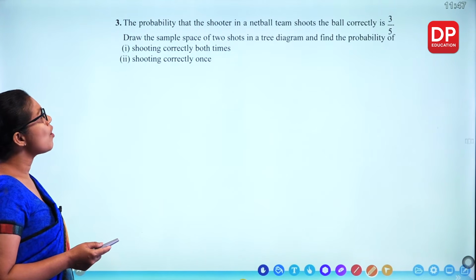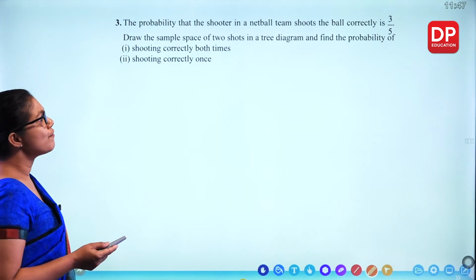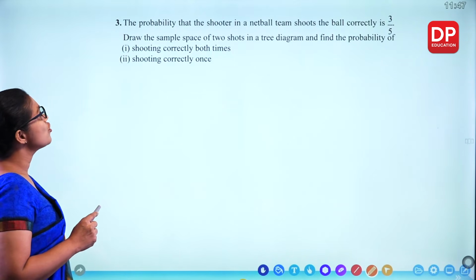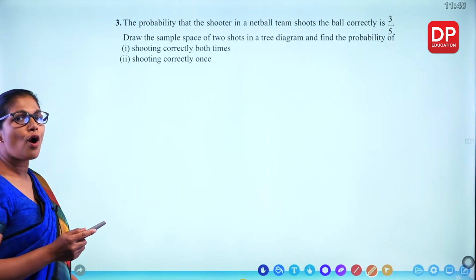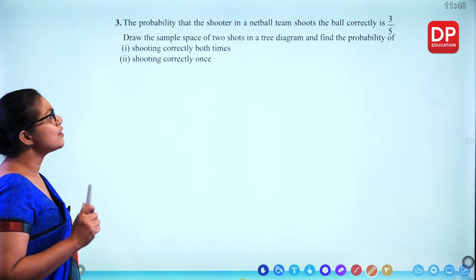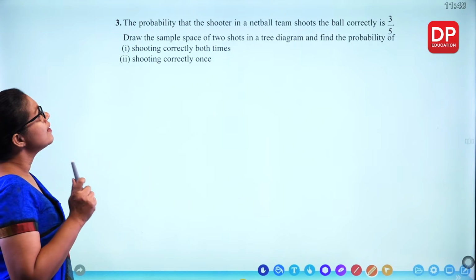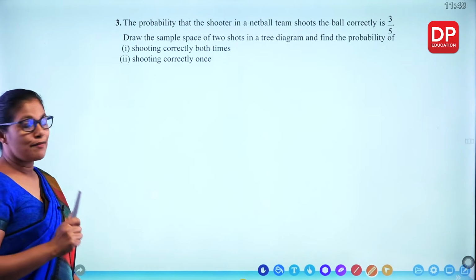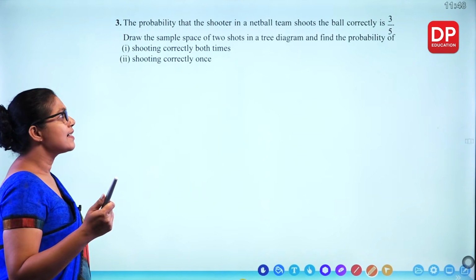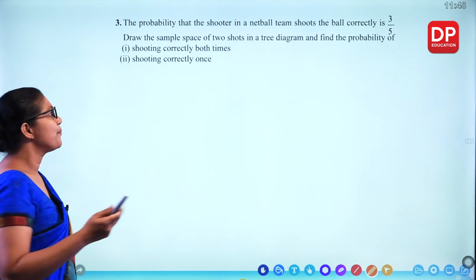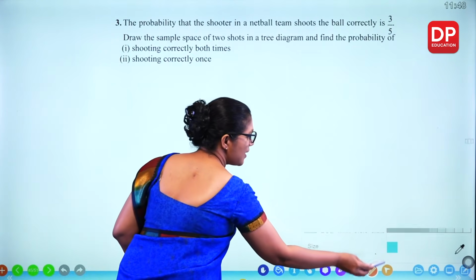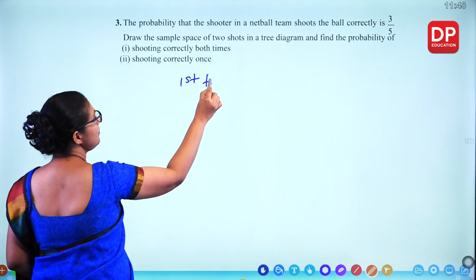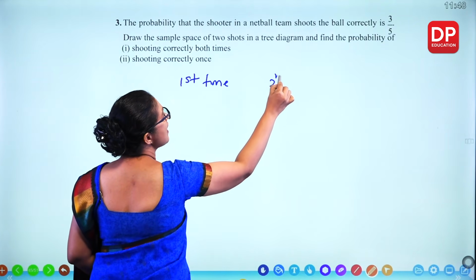Question number 3. The probability that the shooter in a netball team shoots the ball correctly is 3/5. Draw the sample space of the two shots in a tree diagram and find the probability of shooting correctly both times and shooting correctly once. So we need to draw a tree diagram. So what are the two events? You can get correctly first time as well as correctly second time as well. So here I can divide this first time and second time.